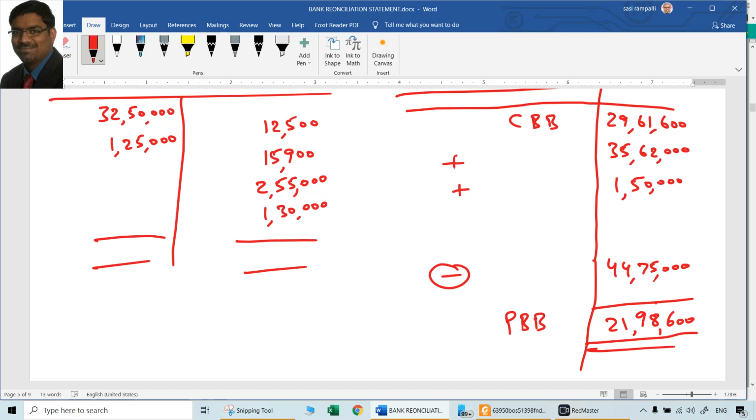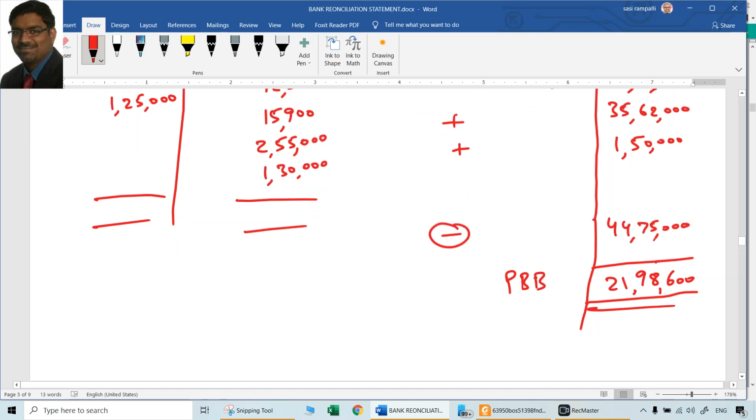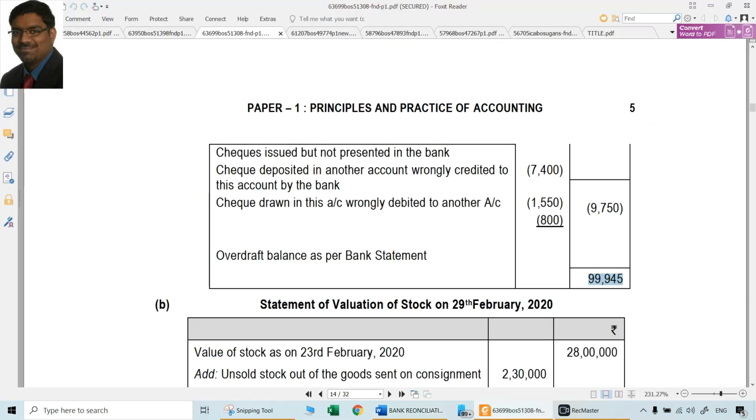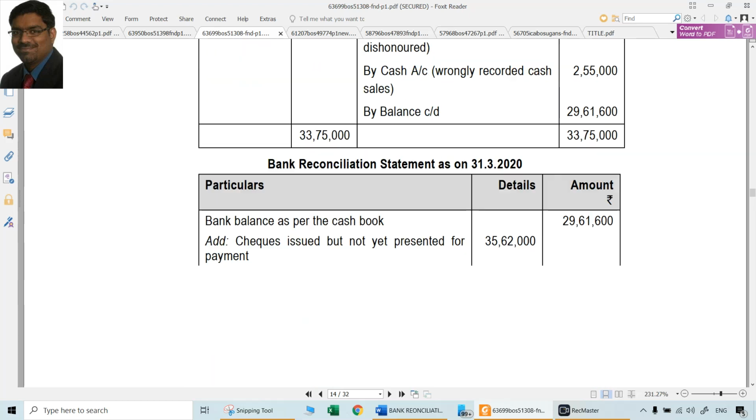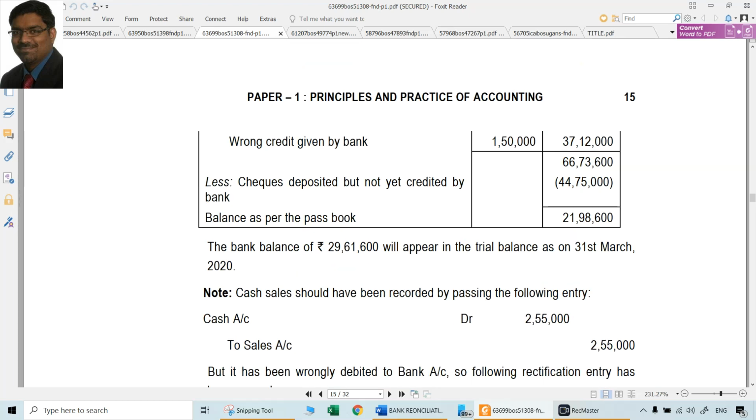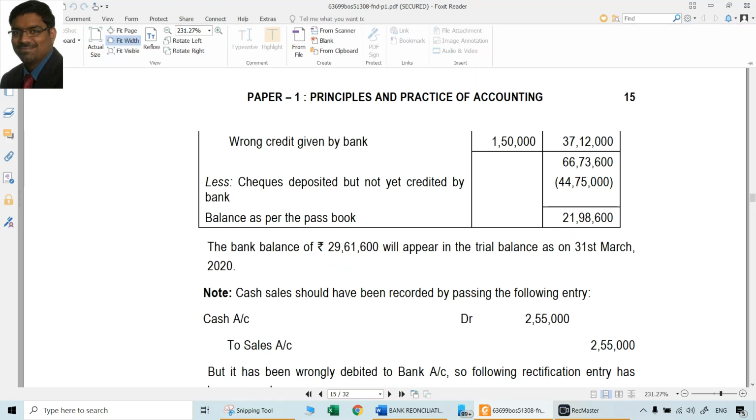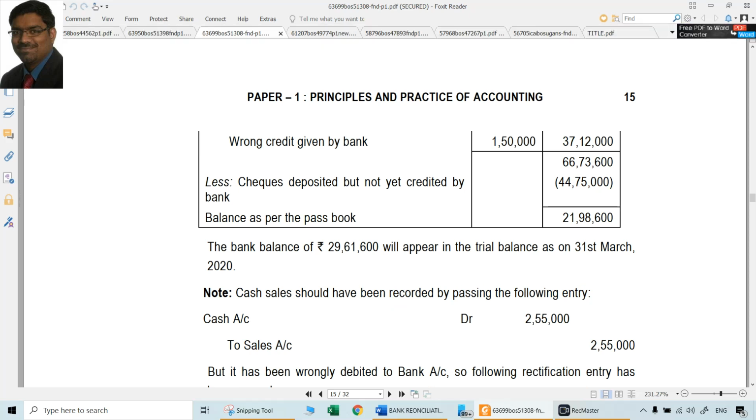Favorable balance in the passbook means it would be a credit balance. That's okay, that doesn't matter to us. It is a favorable balance. Once it is a positive amount, it's not a negative amount. 21,98,600. That should be the final answer. 21 lakhs, correct? 98,600. That's it. That is the balance as per passbook.